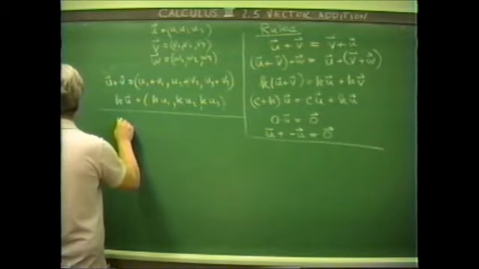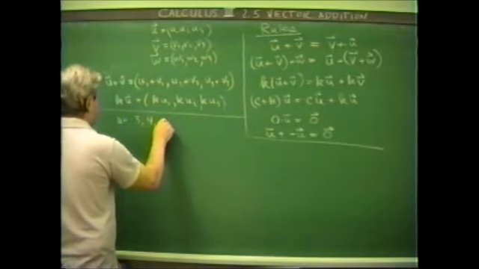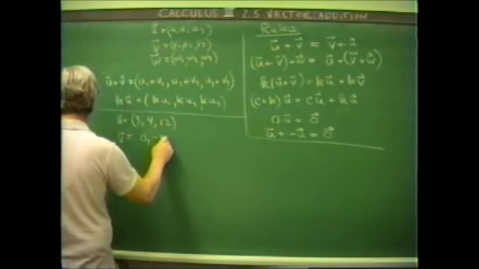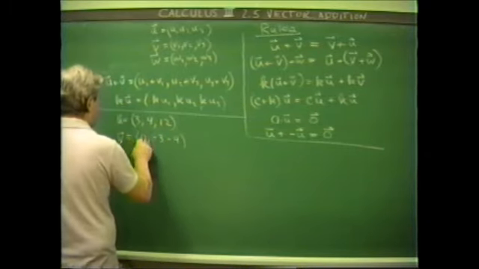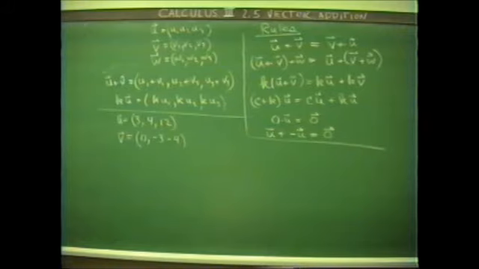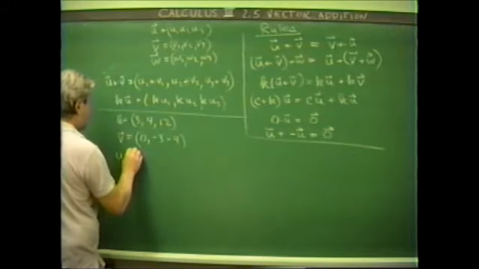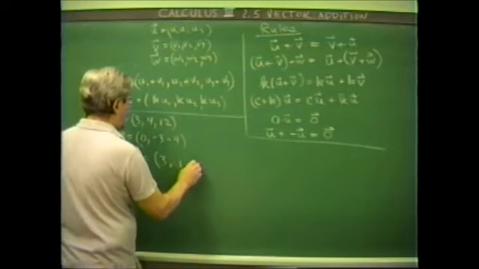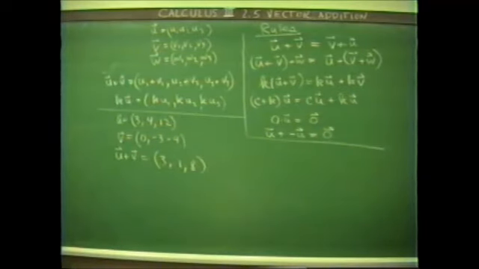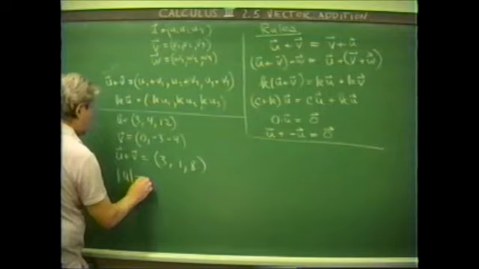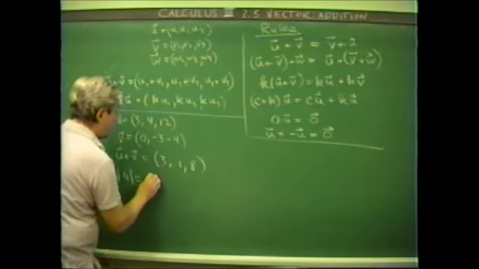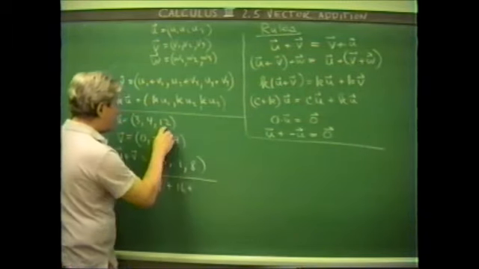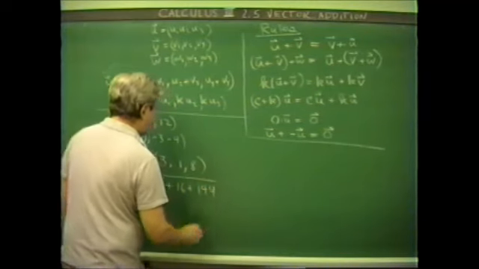Let's suppose that we let u be equal to, let's say, 3, 4, 12, and v be equal to 0, minus 3, minus 4. And then what have we got? Well, u plus v then is equal to 3, 1, 8. The magnitude of u is the square root of 3 squared plus 4 squared plus 12 squared: 9 plus 16 plus 144.